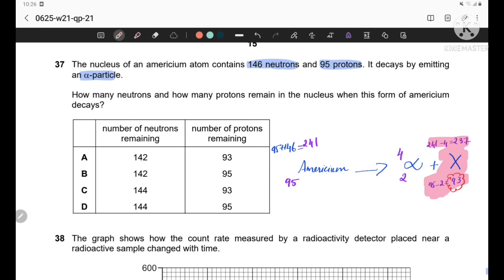So for this new element, we can identify that the number of protons is 93, and the number of neutrons we can calculate by subtracting the number of protons from the mass number. The mass number here we have is 237. So we can subtract 237 minus proton number, which is 93, and the answer is 144. So the remaining proton number is 93 and neutron number is 144. Therefore, the correct answer is option C.